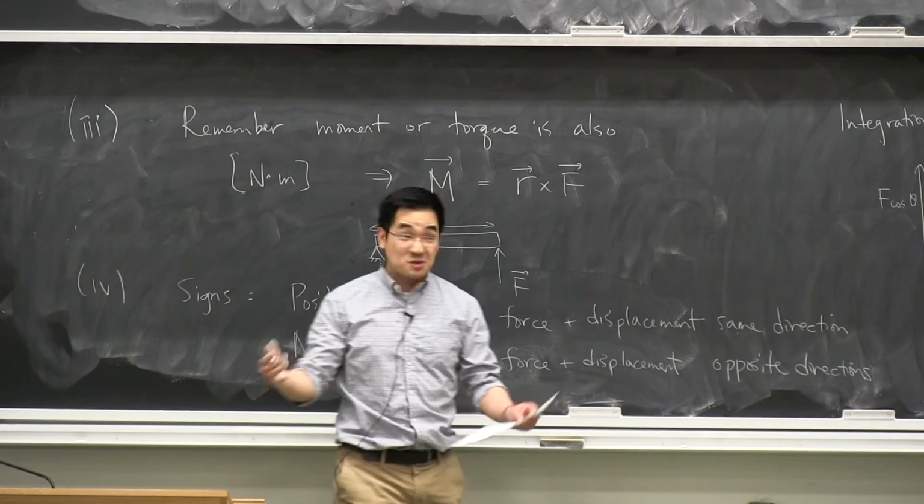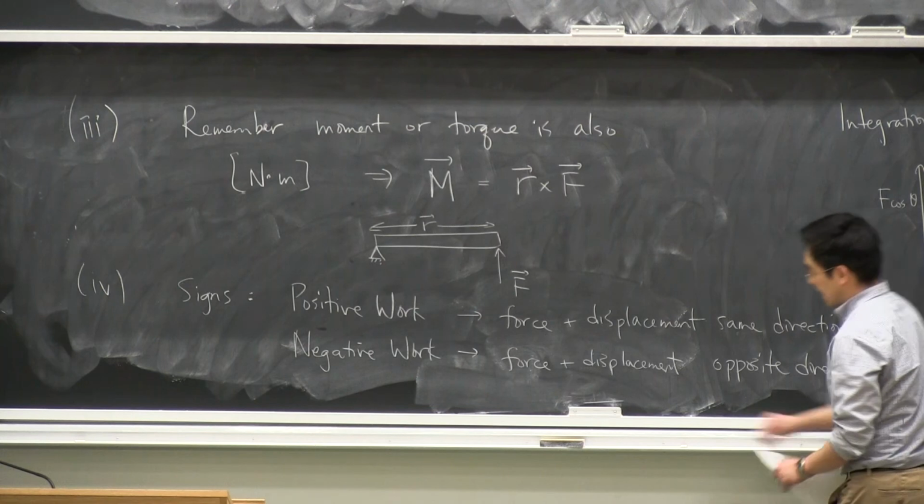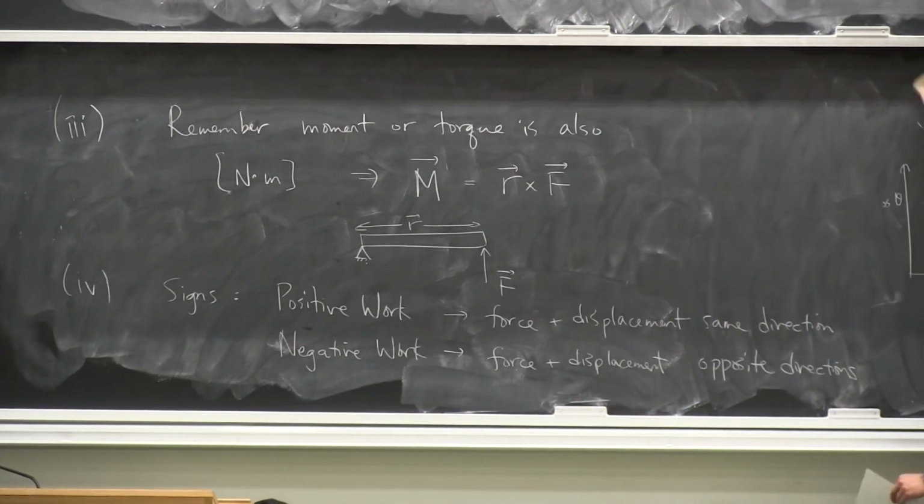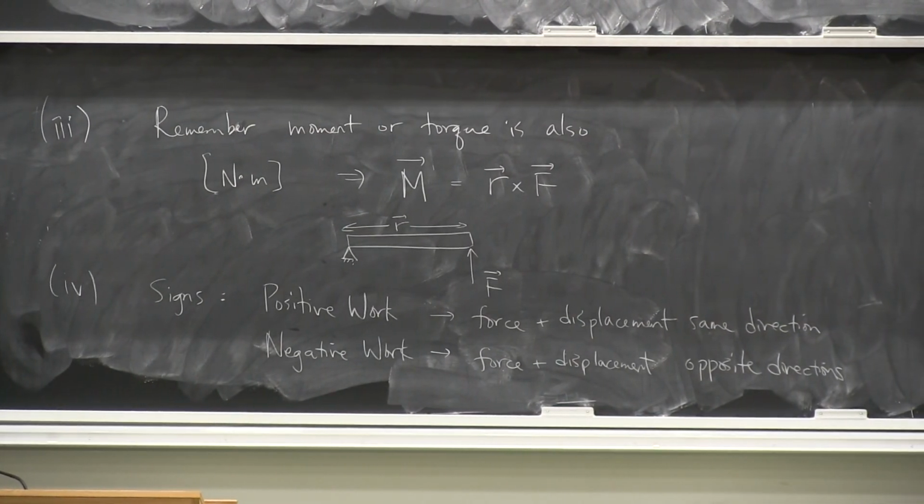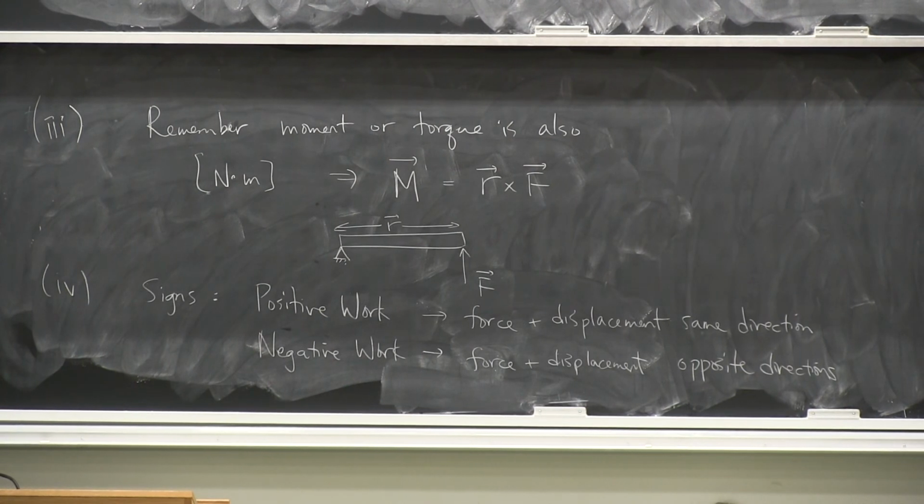because of the way the cosine theta angle happens to be oriented, force and displacement are in opposite directions, right? Okay, so what does this mean? What this means is you're going to do a free body diagram. Okay, so I'll give you an example.